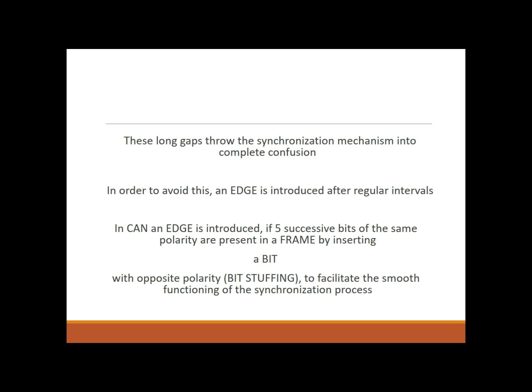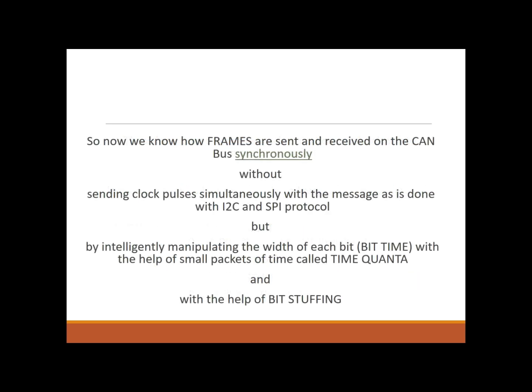In order to avoid this, edges are introduced after regular intervals. In CAN, an edge is introduced if 5 successive bits of the same polarity are present in the frame, by inserting a bit. That is the reason the opposite bit comes after the fifth, as the sixth. So bit stuffing will happen smoothly, and the synchronization process will work easily.